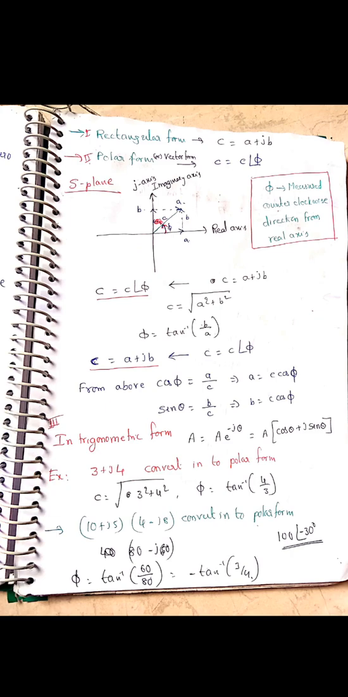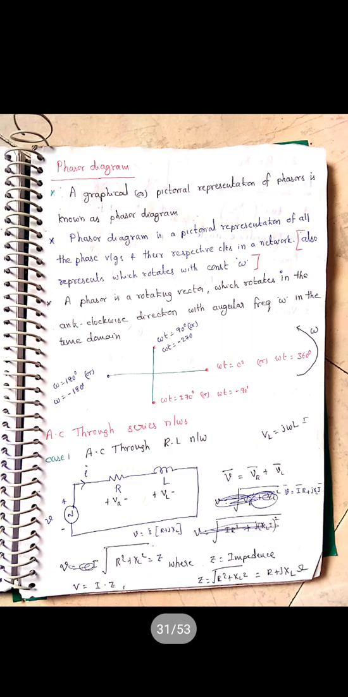Remember the S plane: real values are always defined on the x-axis, imaginary values on the y-axis, and phi is always measured in the counterclockwise direction. The real axis is 0, the y-axis is 90, in phase opposition to the real axis is 180, and the negative imaginary axis is 270 and 360. If taken in clockwise direction, we specify minus 90, minus 180, minus 270, like that. That's about the J operator.